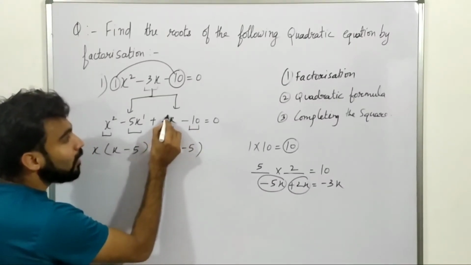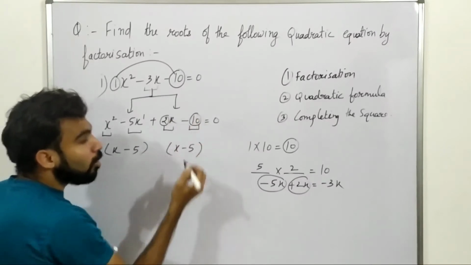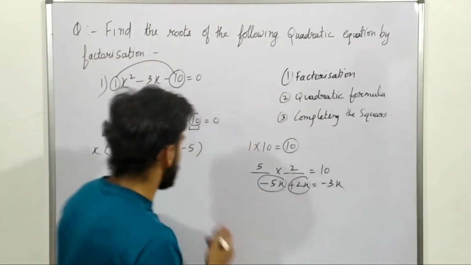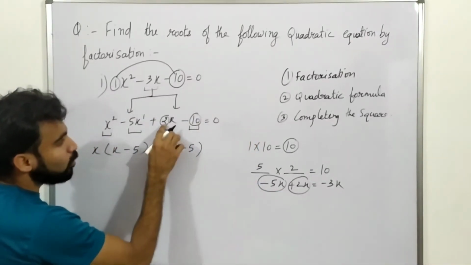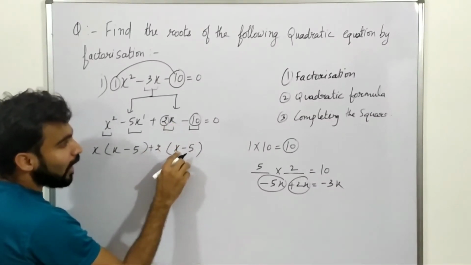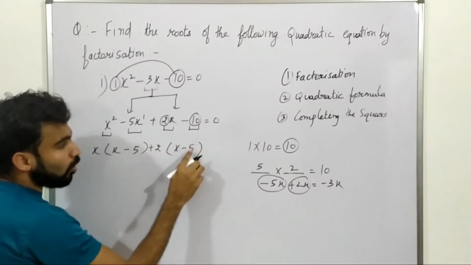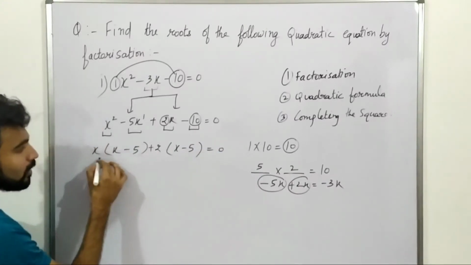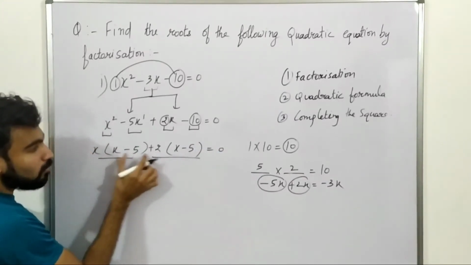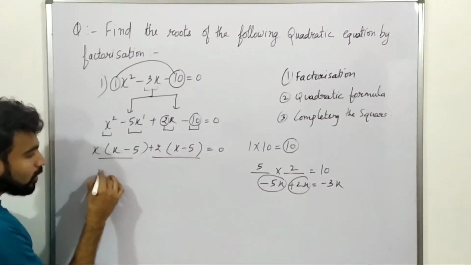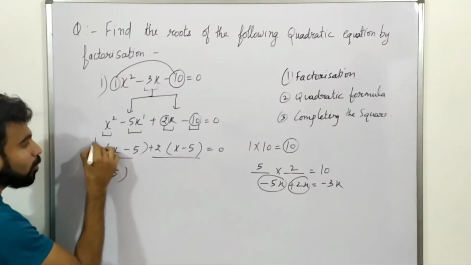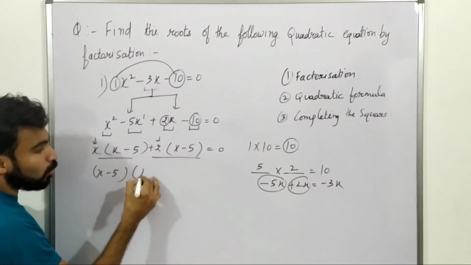You can see clearly that 2 and 10 are multiples of 2. So there's 2 common here. If I just take 2 common, the remaining will be x, and at the table of 2, this 10 goes on 5 equals to 0. So this is how now I can take x minus 5 common from both the terms. If I just take x minus 5 common here, the remaining will be this x plus 2.